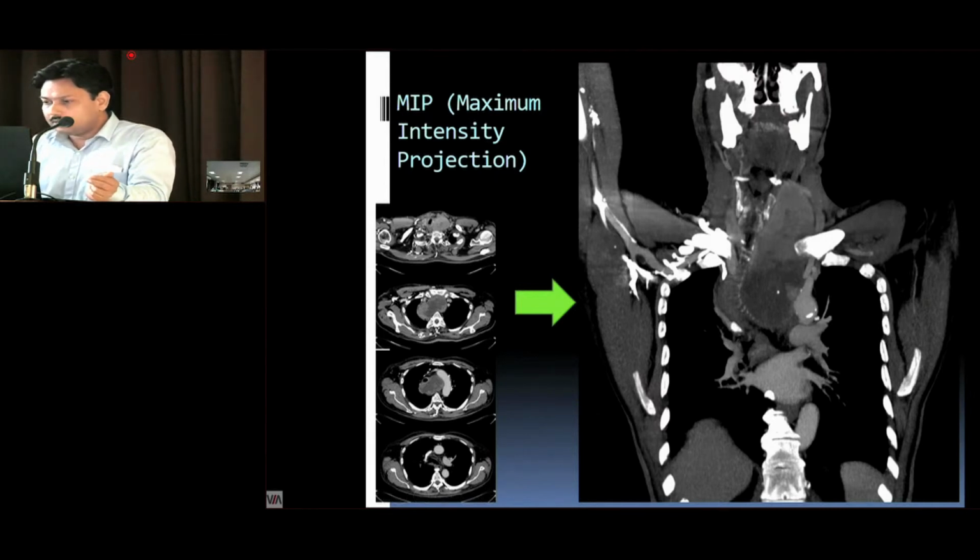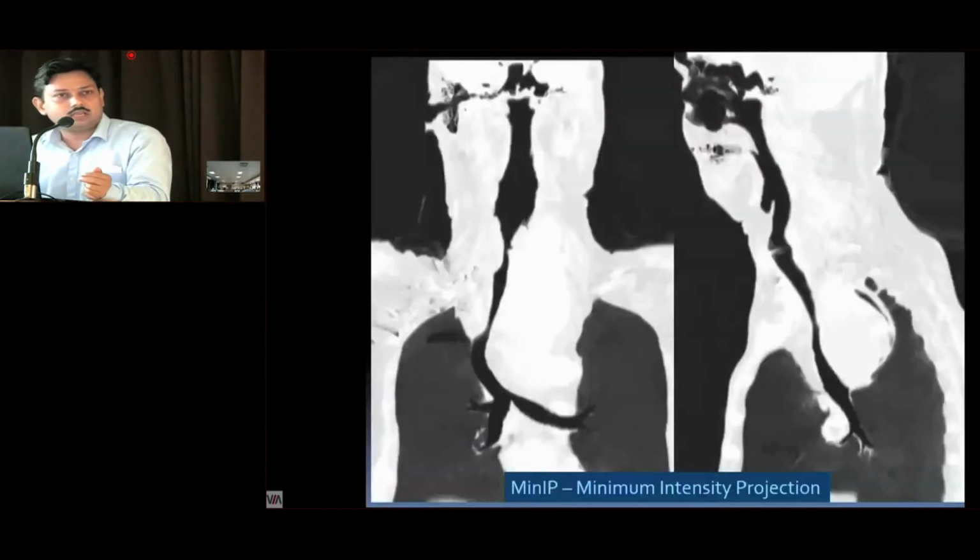But as far as the airway is concerned, because airways are air-filled structures and air is very low attenuating on CT, we have another technique called minimum intensity projection, where we highlight the structures having very low density. So in this projection you can see all other structures are blurred.